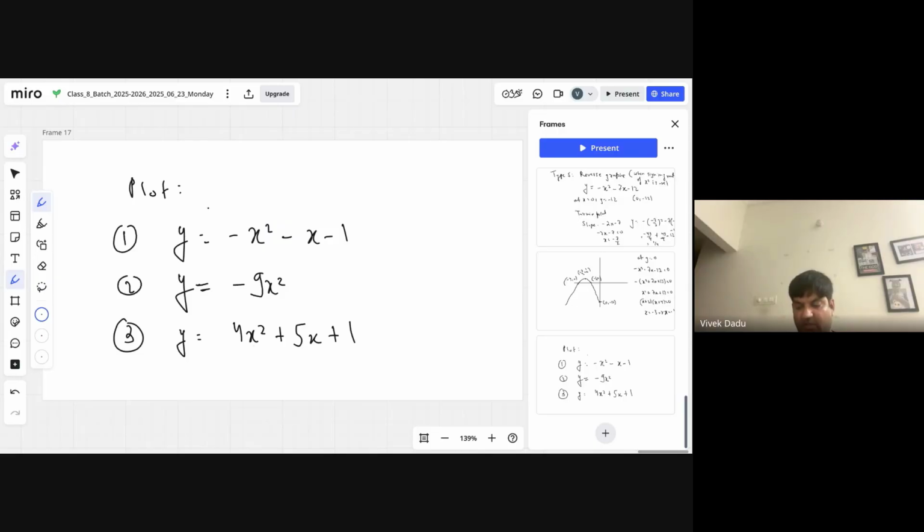Last one you changed. First one is good. Second one, what is the graph? Like this? It's wrong. This is the turning point.